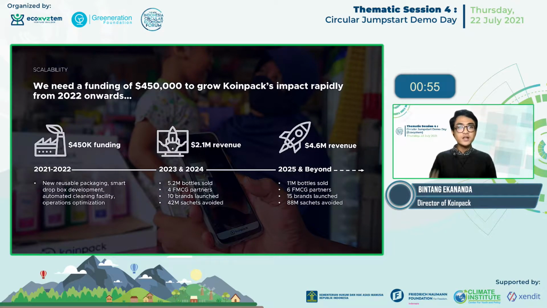We are fundraising $450,000 to be able to expand our packaging portfolio, to develop smart drop points, and also to automate our cleaning facility next year. This way, we will be able to onboard more FMCG and more brands. Then we can sell 11 million bottles and generate $4.6 million revenue in 2025. By this scenario, we will break even already in 2024. Next.